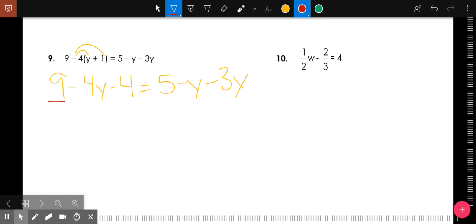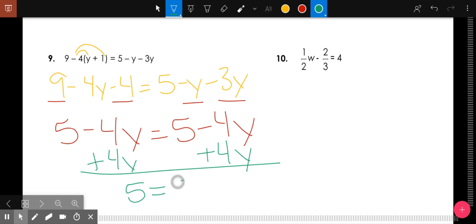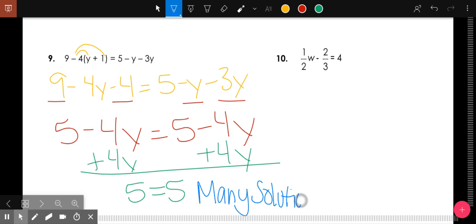Next step, I'm going to combine my like terms. So positive 9 and negative 4 gives you 5 minus 4y equals 5 minus 4y. Next step, I want to get my variables on one side, so I'm going to add 4y on both sides. Just so happens I get 5 equals 5. If your sides equal each other, this means you have many solutions. Whenever your sides do not equal each other, so if I have like negative 4 equals 5, those don't equal each other, so that's no solution.